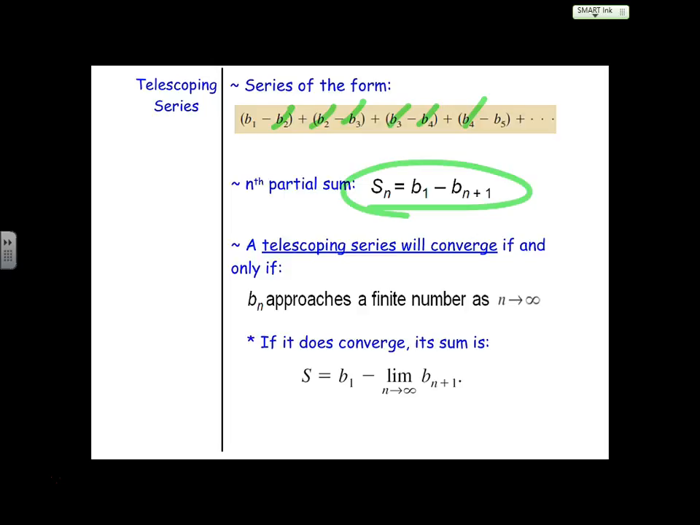And this leads us to, well, that talks about the nth partial sum. A telescoping series will converge if and only if B sub n approaches a finite number as n approaches infinity. And if B sub n does approach a finite number, then not only do we know that it converges, but we also know its infinite sum. Wait, what was the only other type of series that we've figured out how to find the infinite sum of if it converged? Geometric. So now we have a second one, not only geometric, but also telescoping.